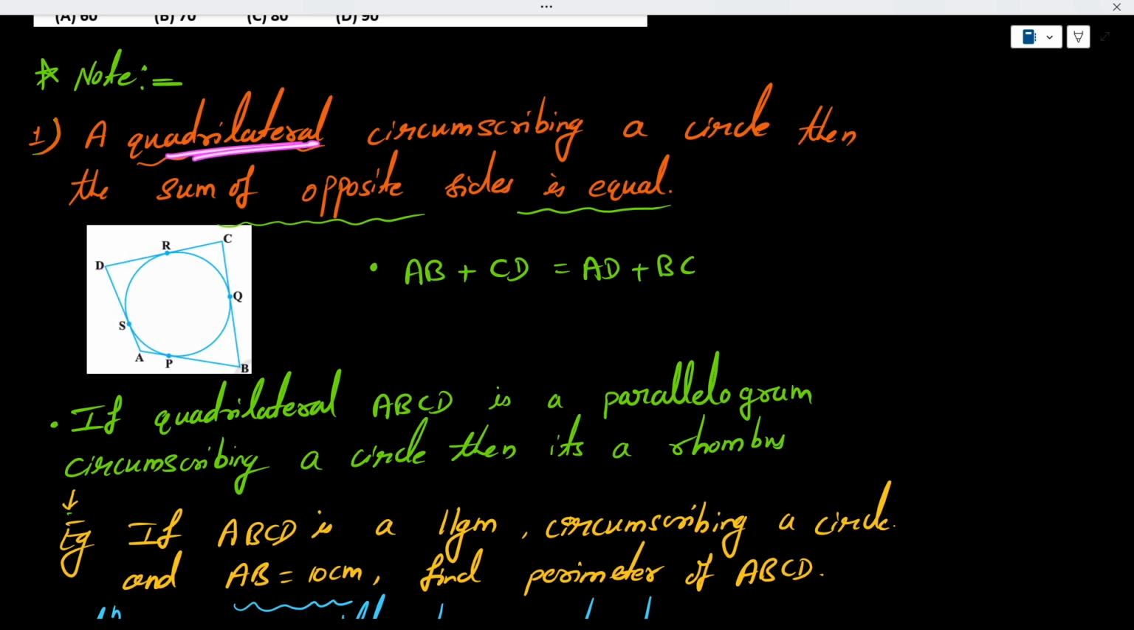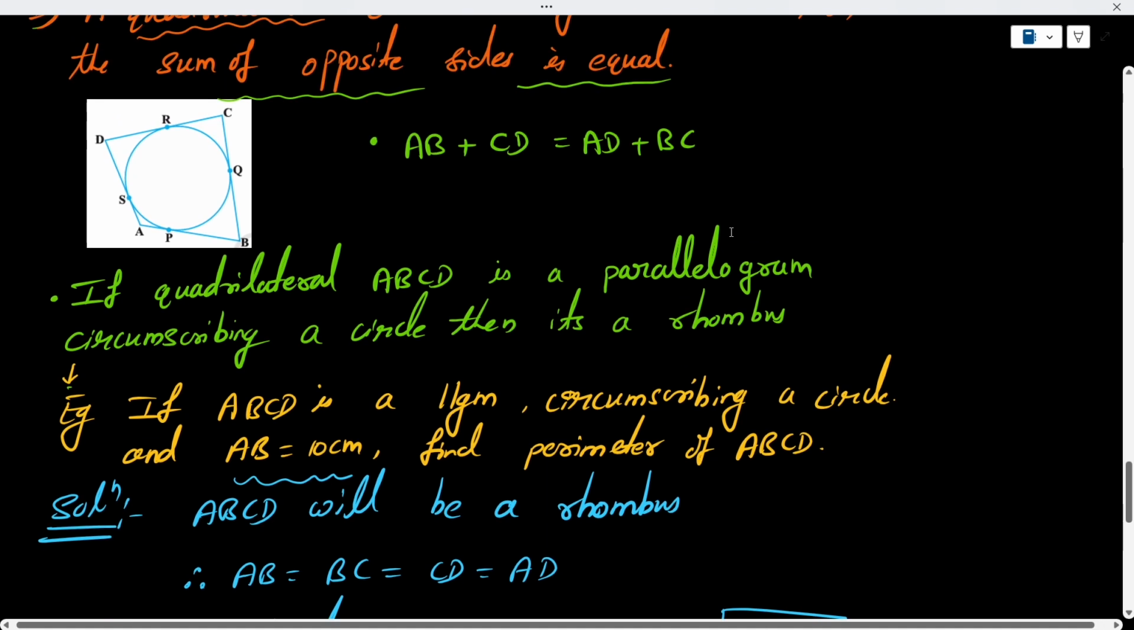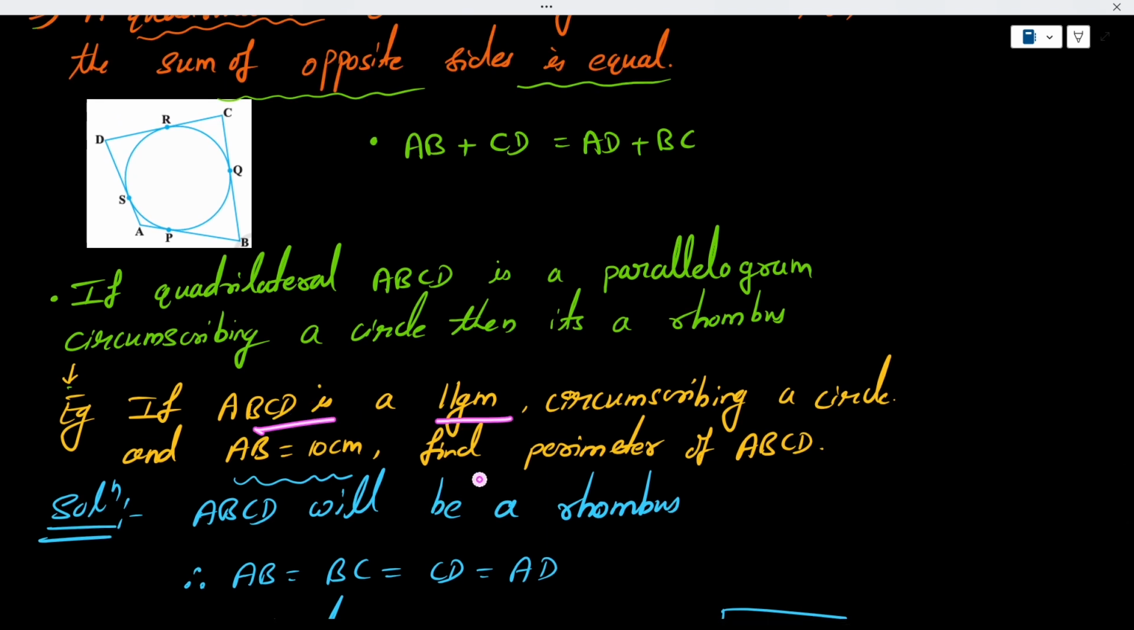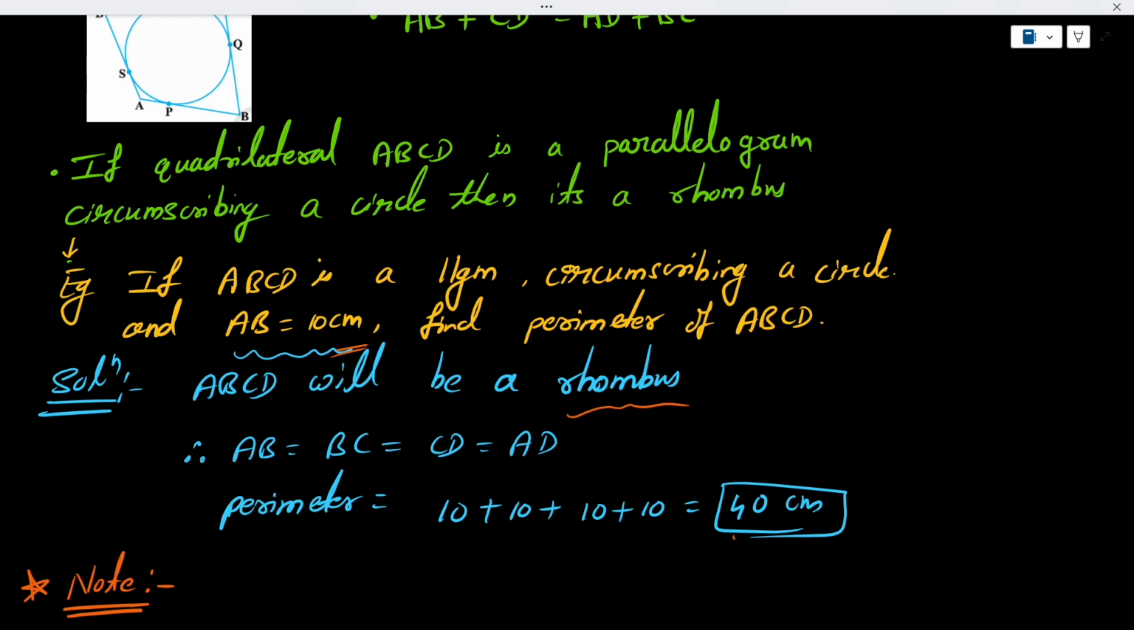From the same theorem, there is another result also. Here, if this quadrilateral ABCD is a parallelogram circumscribing a circle, which kind of question will you see there? Now, the same figure, if ABCD is a parallelogram circumscribing a circle, and they have given you this length as 10 centimeter, you know that any parallelogram circumscribing a circle will become a rhombus. In a rhombus all the sides are equal, and if one side is 10 centimeter, then the perimeter of the parallelogram is going to be 40 centimeter.